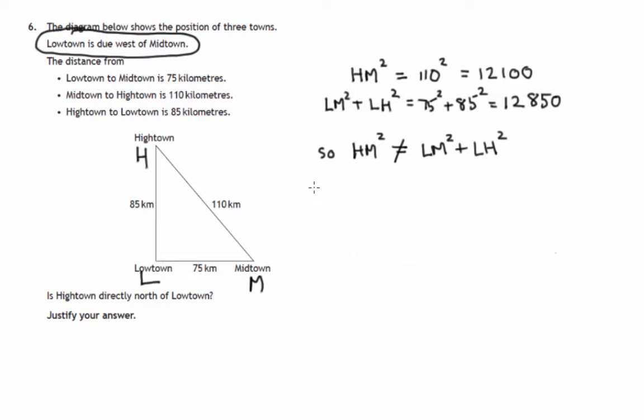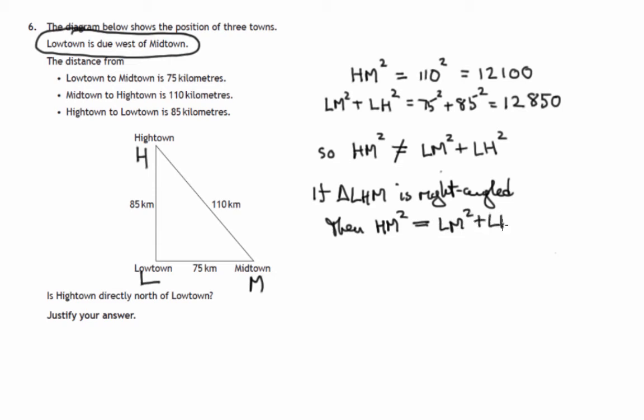So let's state that. If triangle LHM is right angled, then HM squared would equal LM squared plus LH squared. This is not true. We've just shown that HM squared does not equal LM squared plus LH squared. So this is not true, so our assumption that it's right angled must be false. So triangle LHM is not right angled.